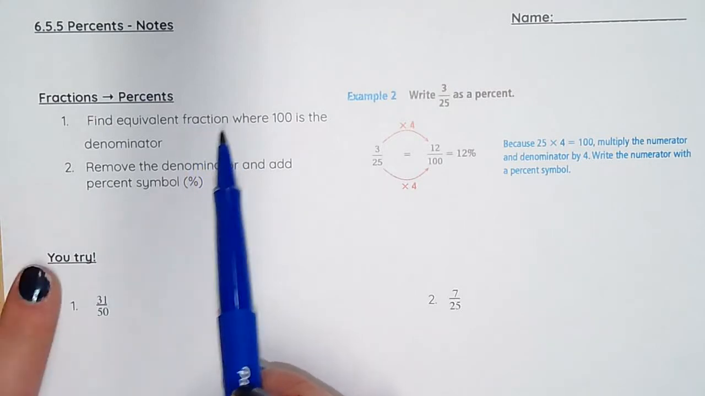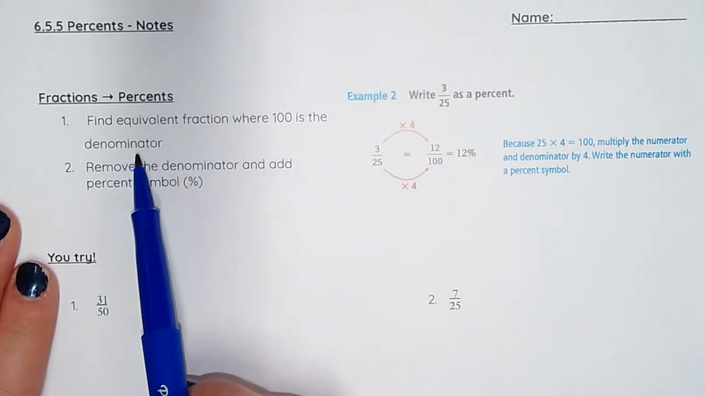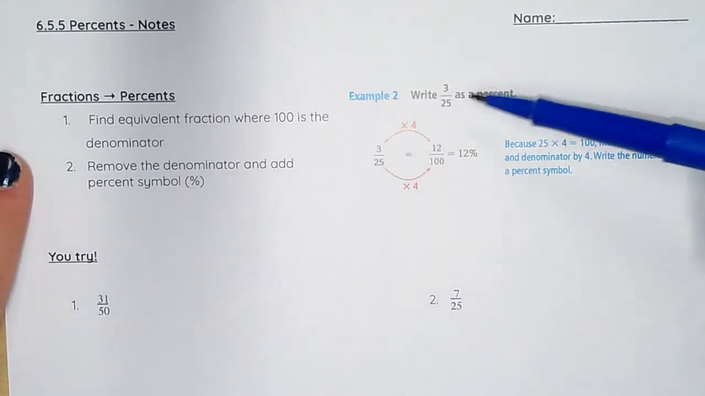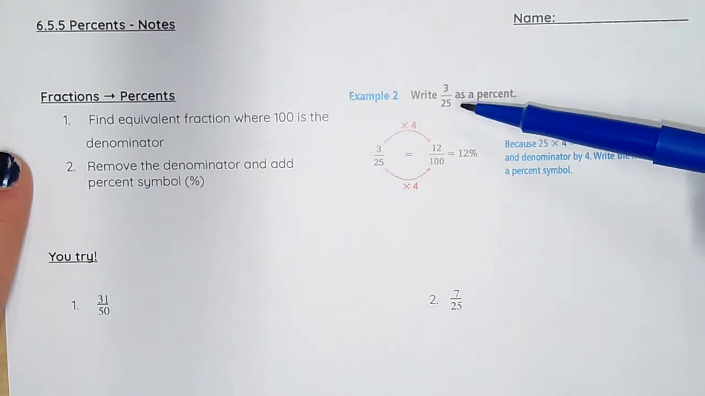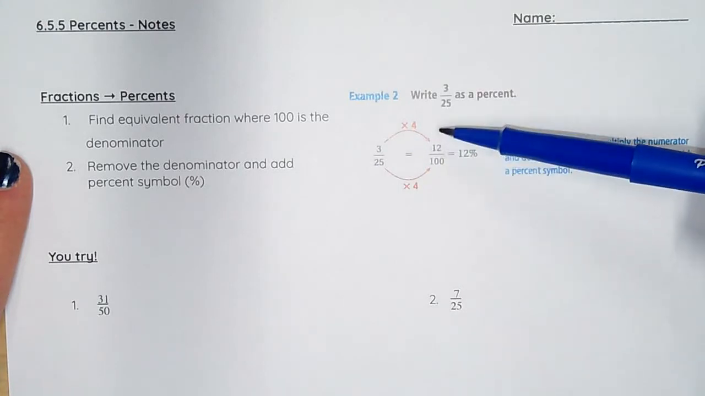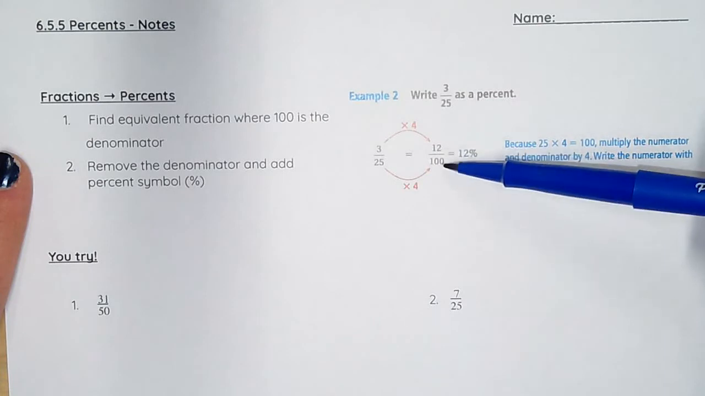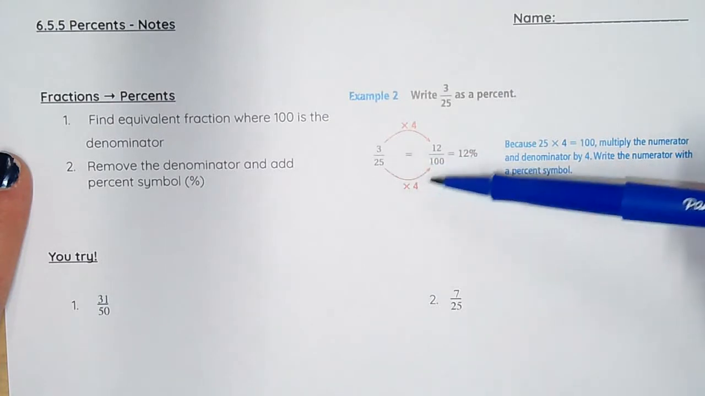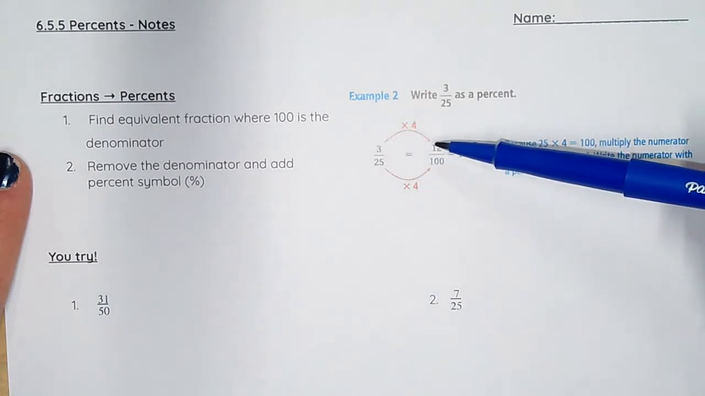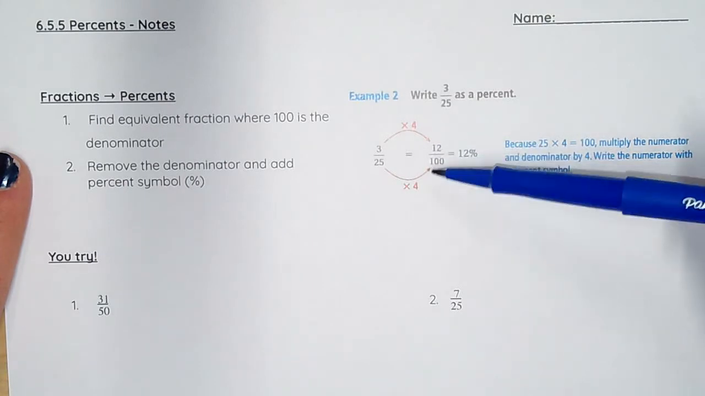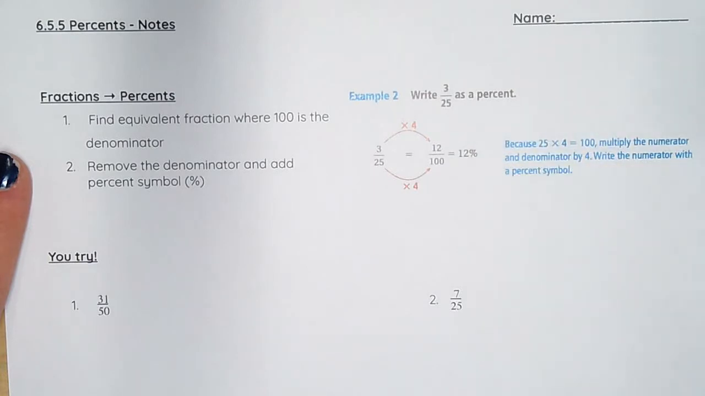So what we do is we find equivalent fractions where 100 is the denominator. Then we remove the denominator and replace it with a percent symbol. So for example, here we have 3/25. How do we write that as a percent? Well, 3/25 is going to be equal to something over 100. We don't know what the numerator is, but the denominator is going to be 100. How do I get from 25 to 100? I multiply by 4. So I multiply my numerator by 4. 3 times 4 is 12. I get rid of this denominator and throw in my percent symbol.